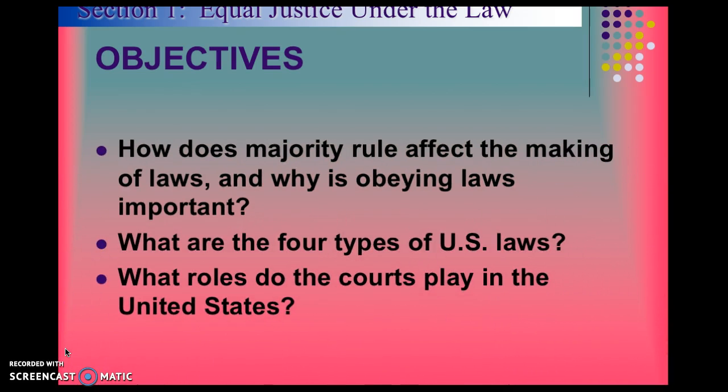So here are your objectives. We're going to look at how does majority rule affect the making of laws and why is obeying laws important? What are the 4 types of laws? And finally, what roles do the courts play in the United States?